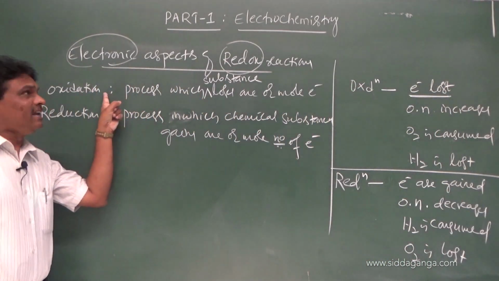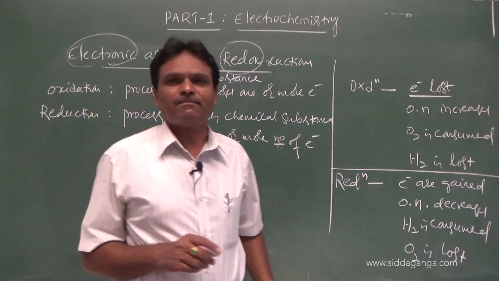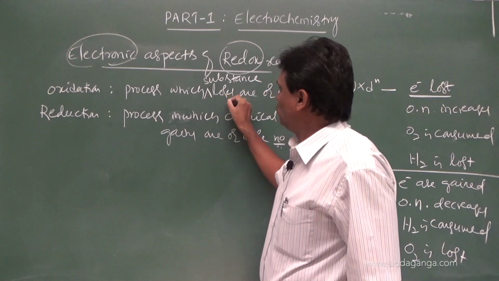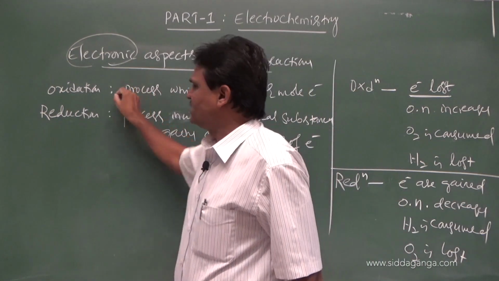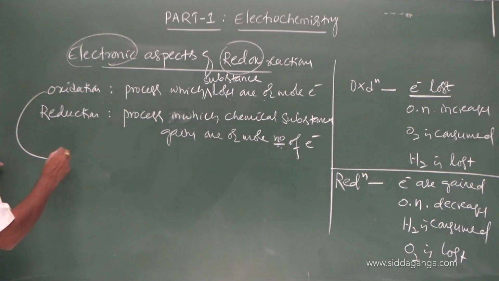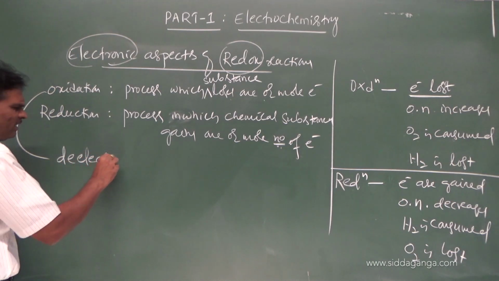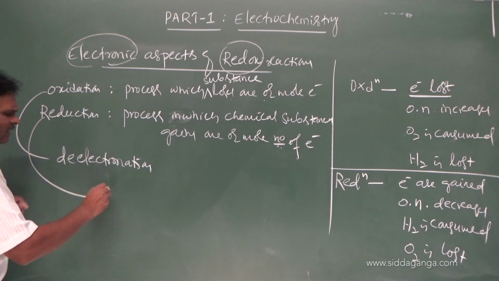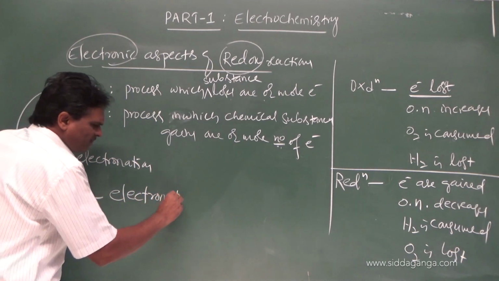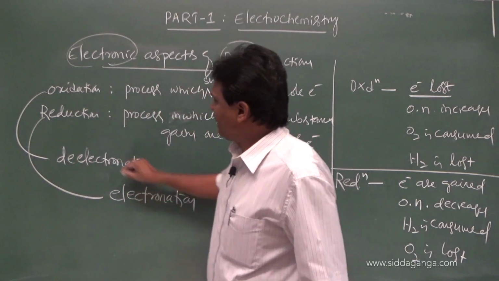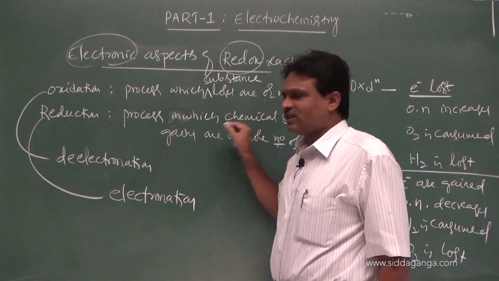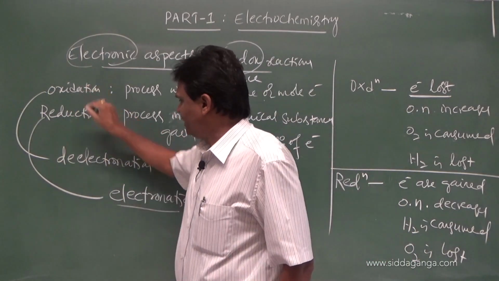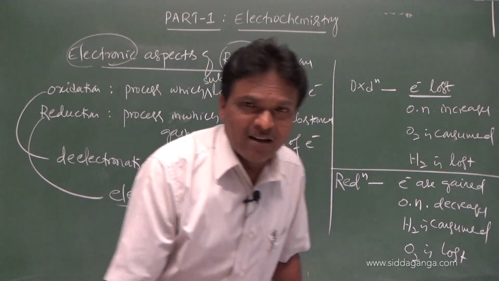So what is meant by an oxidation process according to the electronic theory? Oxidation is a process in which the chemical substance loses one or more electrons. It is also called de-electronation, where de means removal of electrons. Similarly, reduction is the electronation process. Reduction is a process in which the chemical substance gains one or more number of electrons. So these are two very important points.